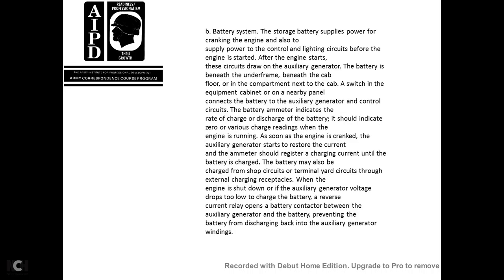The battery system storage battery supplies power for cranking the engine, and is also supplied to control the lighting circuit before the engine is started. Once the engine starts, these circuits are drawn by the auxiliary generator. The batteries are beneath the underframe, beneath the cabinet floor and in the cabinet compartment next to the cab.